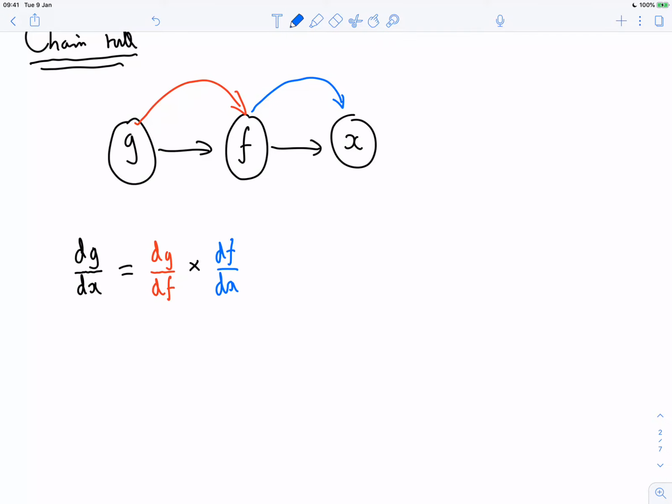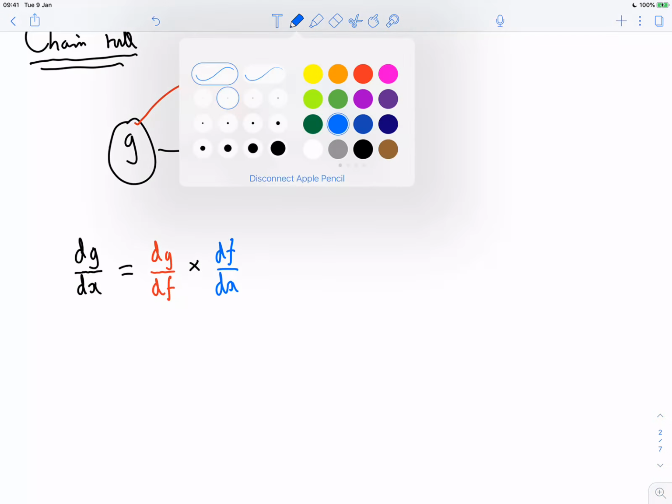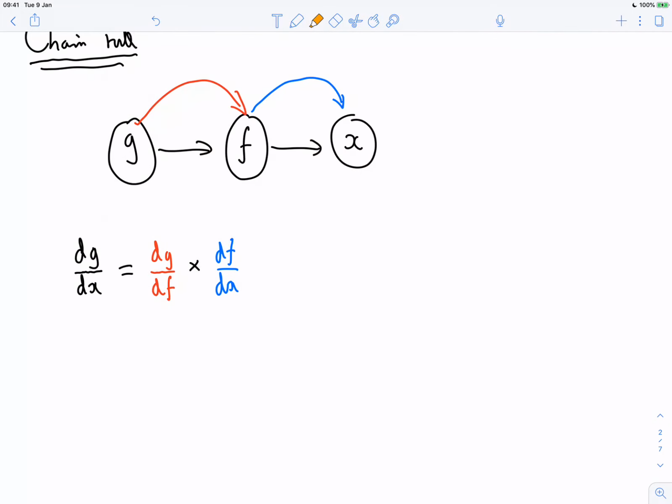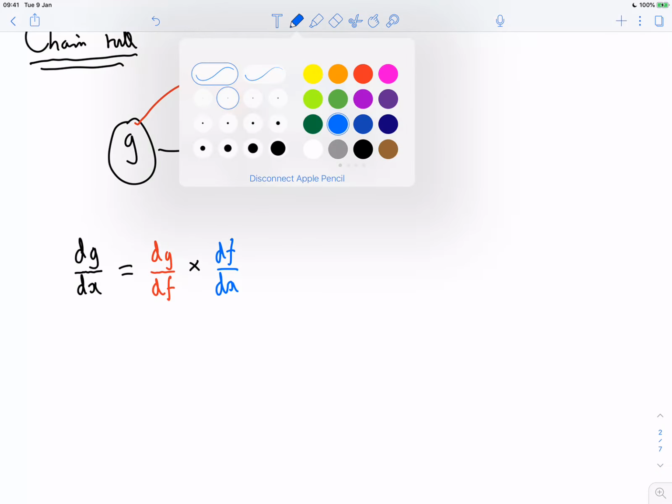And if you want to, though this isn't technically what's happening, the analogy is, the df's are like fractions and they cancel, and you're left with dg by dx. The reason why I like this analogy is later on, when we start looking at partial derivatives, this like causality bubble diagram will help with higher derivatives and for partial derivatives where functions depend on multiple inputs. So this is a really key concept.